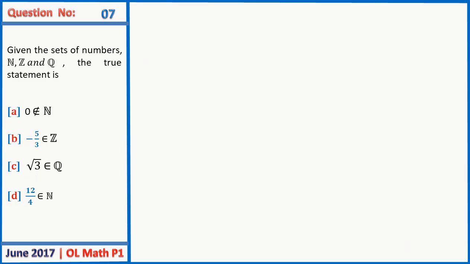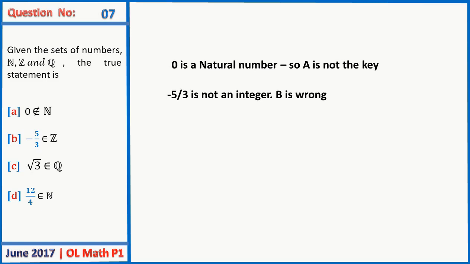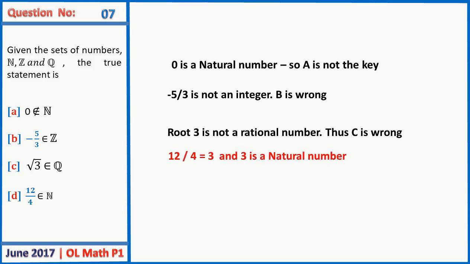Question number 7. Given the sets of natural, integer, and rational numbers, the true statement is... let us look at the statements or the distractors one at a time. 0 is a natural number, so A is not correct. Minus 5 on 3 is not an integer, so B is wrong. Root 3 is not a rational number, so C is wrong. However, 12 on 4 equals 3, and this gives us a natural number. Therefore, D is correct, though it is tricky. The result is D.